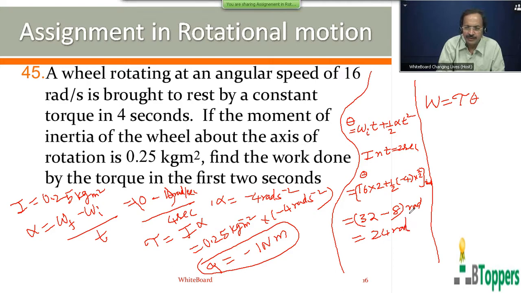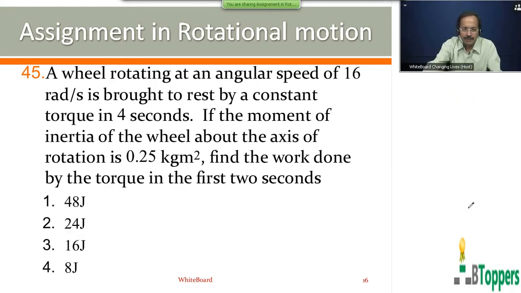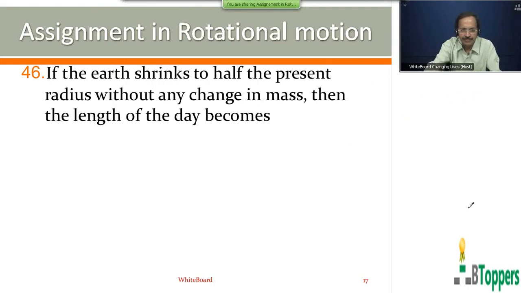So the work done is equal to torque and angular displacement. That is minus 1 Newton meter into 24 radian or minus 24 joules is the answer. Or magnitude of the work done by the retarding torque is 24 joules in the first 2 seconds. So those who want to copy the solution of the problem, they can take a pause and copy the solution of the problem. So for question number 45, second option is the answer. See the question number 46.